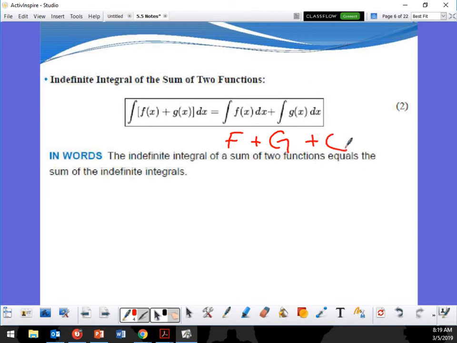Okay, because I would have a plus C from the F, right? And I'd have a plus C from the G, wouldn't I? So I would have two separate constants. But the constant plus the constant is another constant, so I'm just combining them both into one constant. Just like when we did earlier, 2 times a constant is still a constant. Make sense or no?